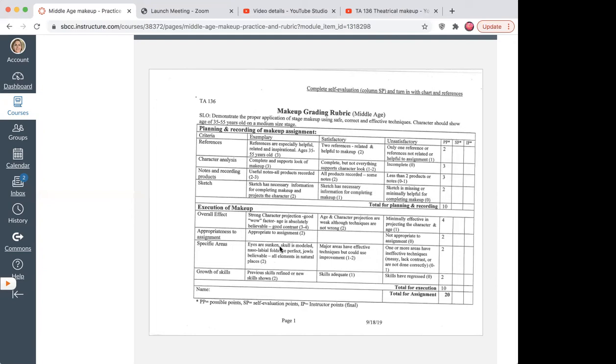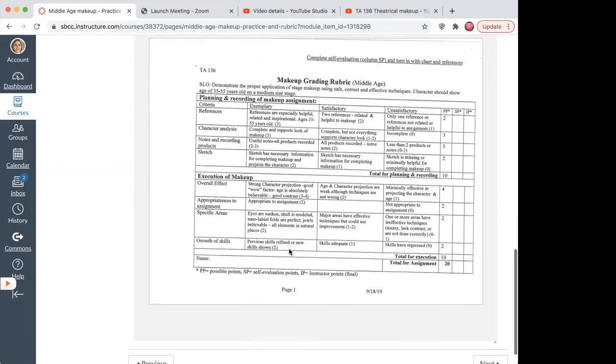Eyes will be slightly sunken because remember that orbital fossa is any place where there's no bone, the skin is going to fall away. The skull is mottled. The nasolabial folds, which we'll talk about in a minute, we'll have some time to practice, will be perfect. Your jowls will be believable and your elements all in the right place. Everyone will have growth of skills, okay?